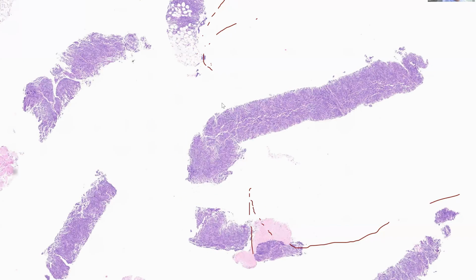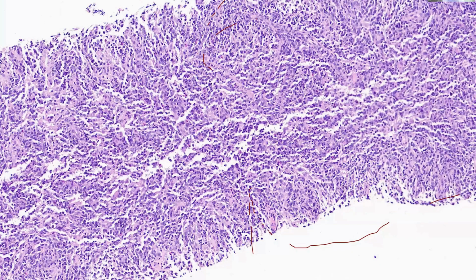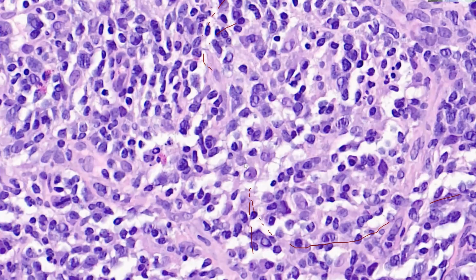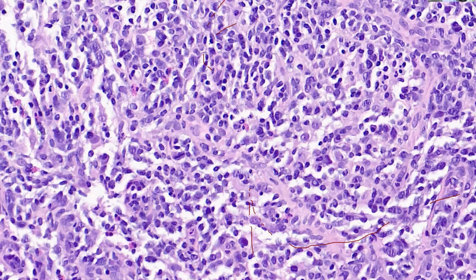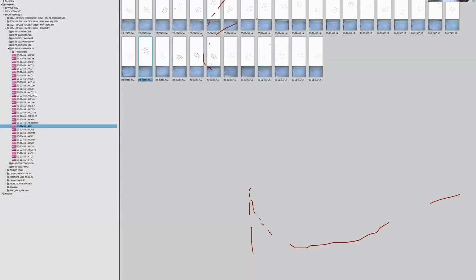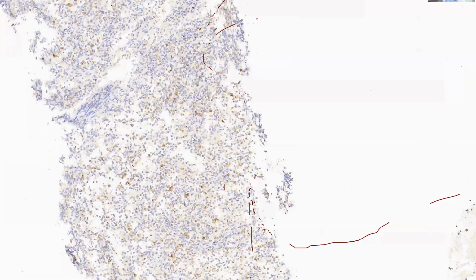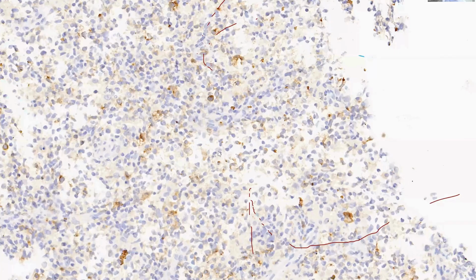On a macroscopic level, they will have that mixed cellularity in the background. They will have high endothelial venules, and the larger cells are usually B-cell positive and EBV positive, and the background population is usually T-cell. The CD30 can be positive in a proportion of these larger cells in the background, which will add to the confusion of this picture.